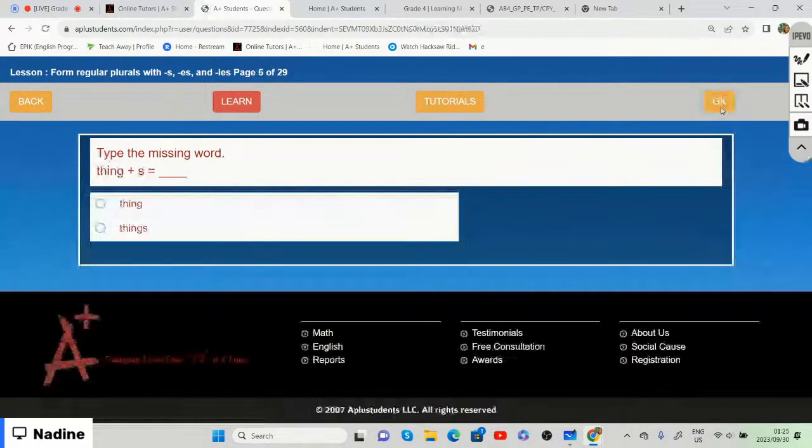Thing plus s. Remember, we did say most of the singular words we add s to make them plural. So thing plus s. What is thing plus s? Is it thing or things? So thing plus s, we can say it is things.